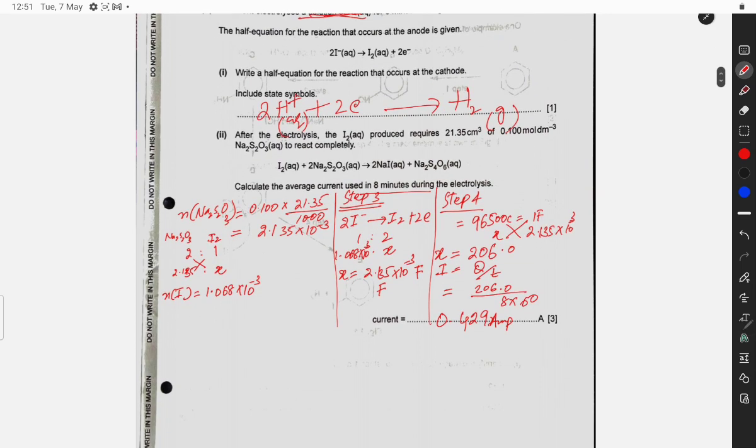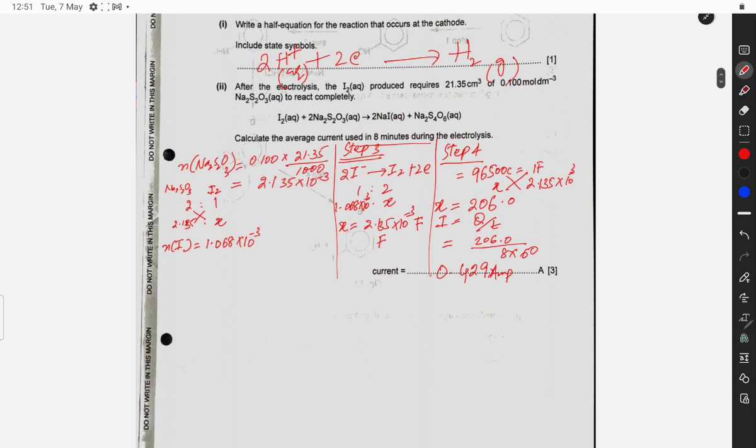After the electrolysis, the iodine produced requires 21.35 cm³ of 0.100 mol per dm³ sodium thiosulfate to react completely. So this is the reaction. Calculate the average current used in 8 minutes during the electrolysis. So this is the sodium thiosulfate. First calculate the moles of sodium thiosulfate.